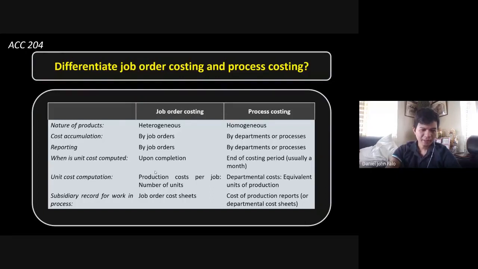Nabanggit na rin kanina yung subsidiary record for work in process: job order costing, job order cost sheet. For process costing, we have cost of production report. Pagdating natin ng process costing, gagawa kayo ng cost of production reports. Ayan, huwag kayong mag-alala.